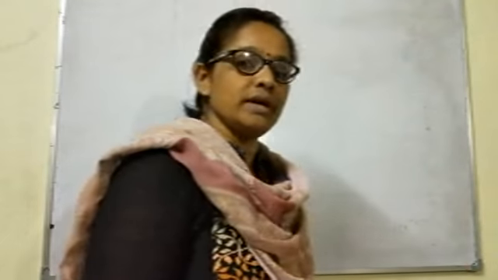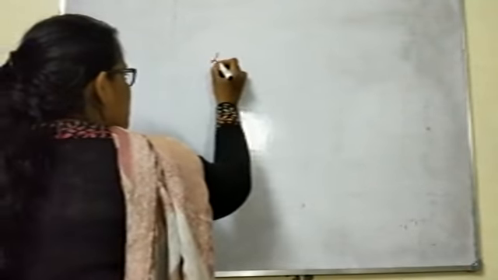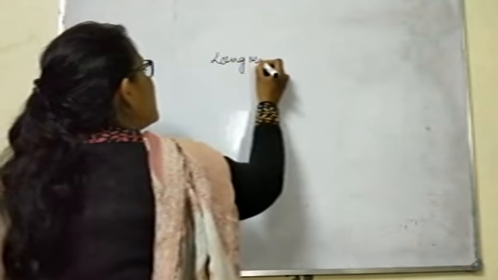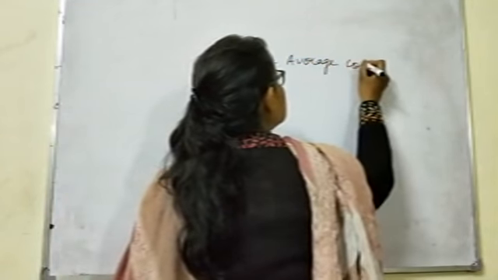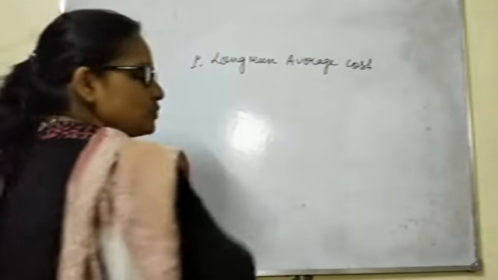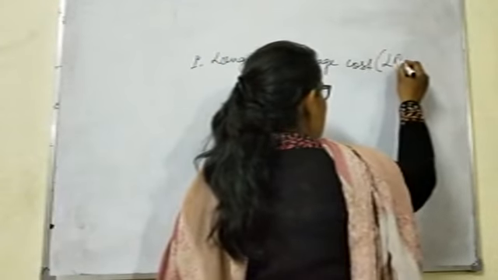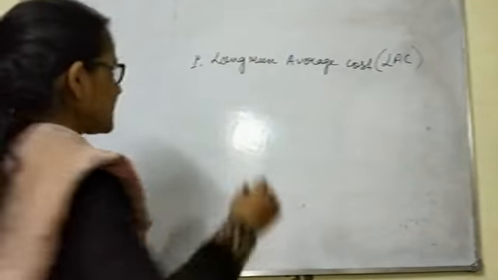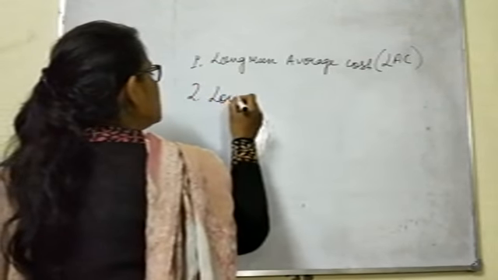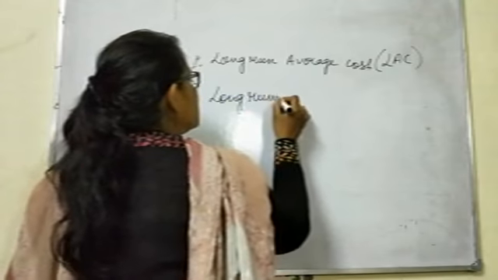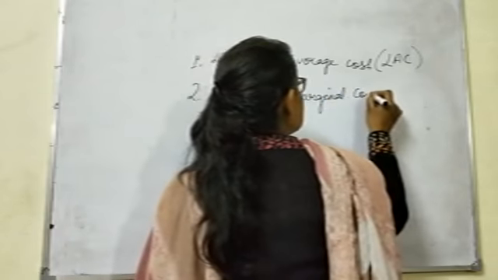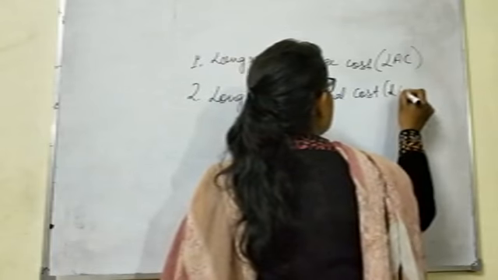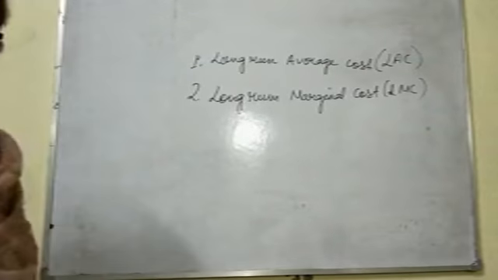Under behavior of cost in the long run, you have to study two things. The first is long run average cost, short form LAC. And second, you will study long run marginal cost, called LMC. Only these two are in your syllabus.